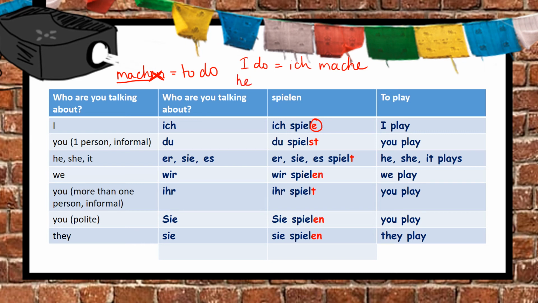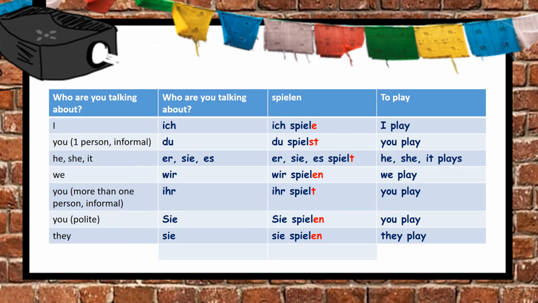Okay, he does. So let's find he. There it is. And then we know we start with mach, and then we just have to think about what ending we need for he. There it is. So he does, er macht.